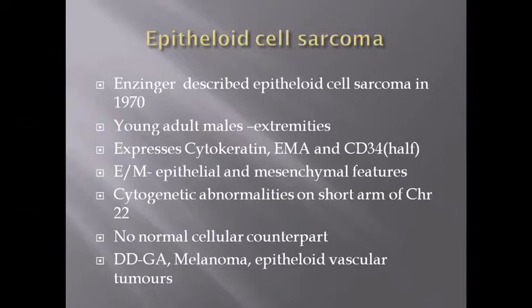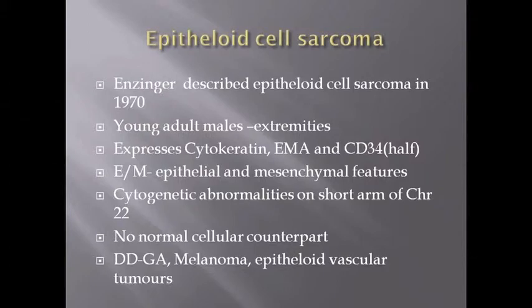And electron microscopy shows epithelial and mesenchymal features for these cells. So that is the reason why they're positive for cytokeratin and CD34. And cytogenetic abnormalities on the short arm of chromosome 22 are seen in these cases. These tumors do not have a normal cellular counterpart. So whatever cells they arise from, it's still questionable. They do show hybrid features.